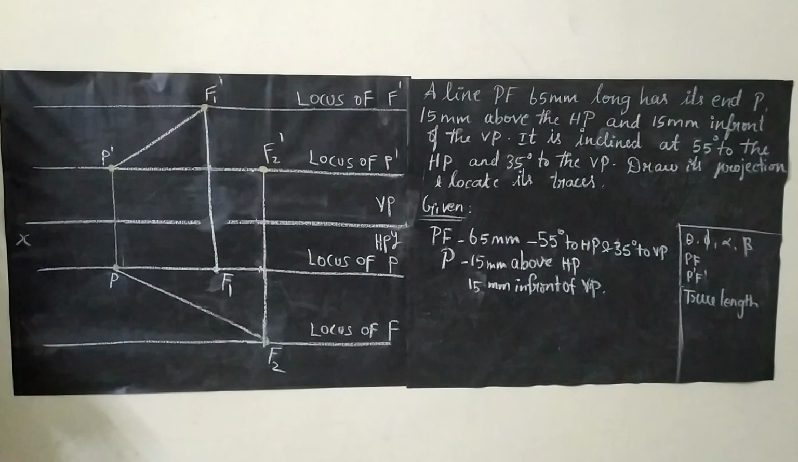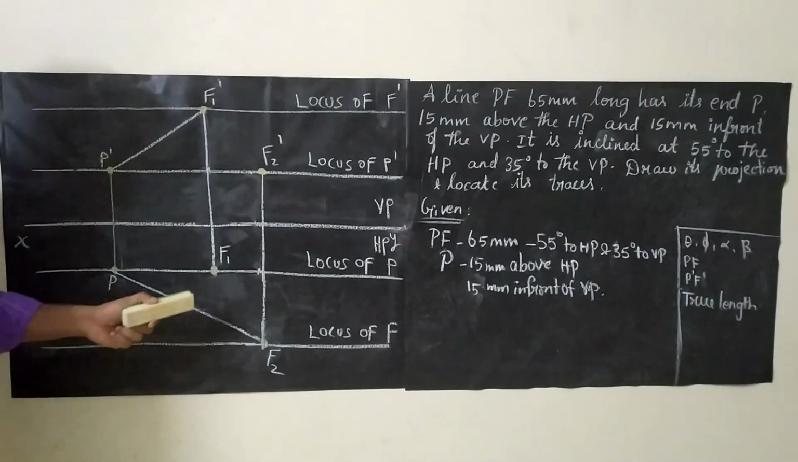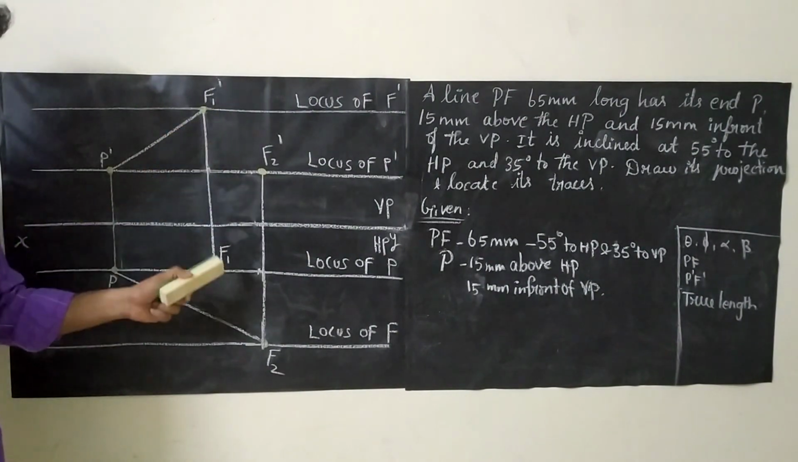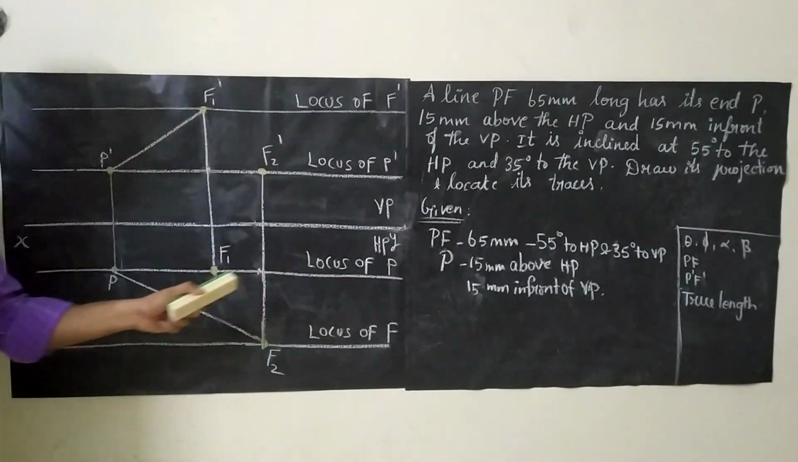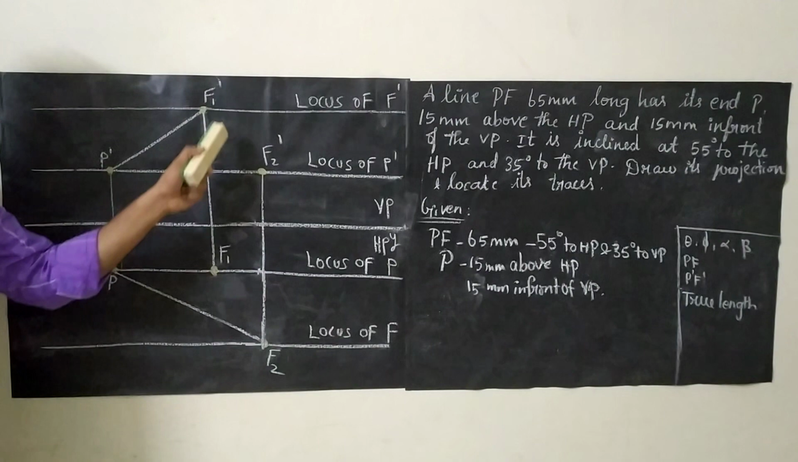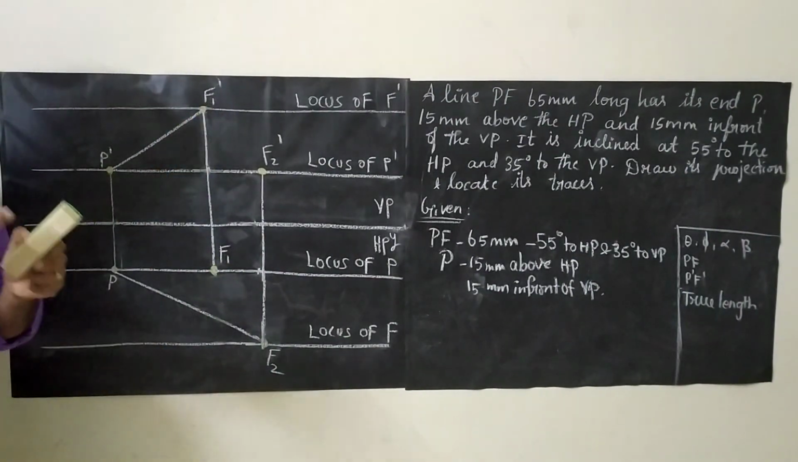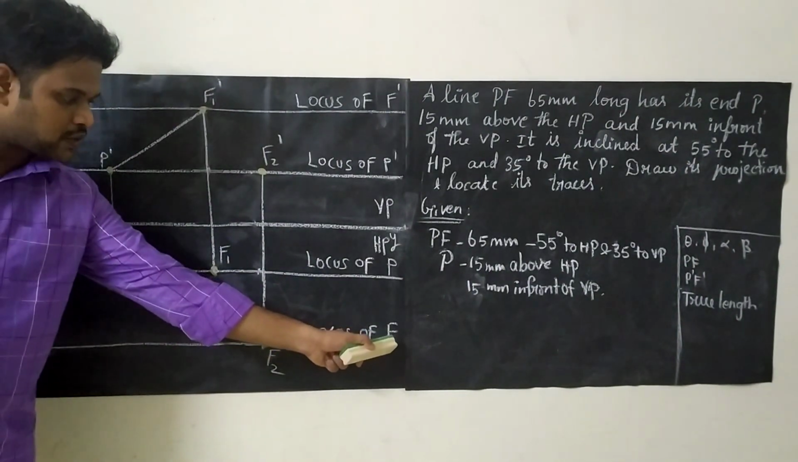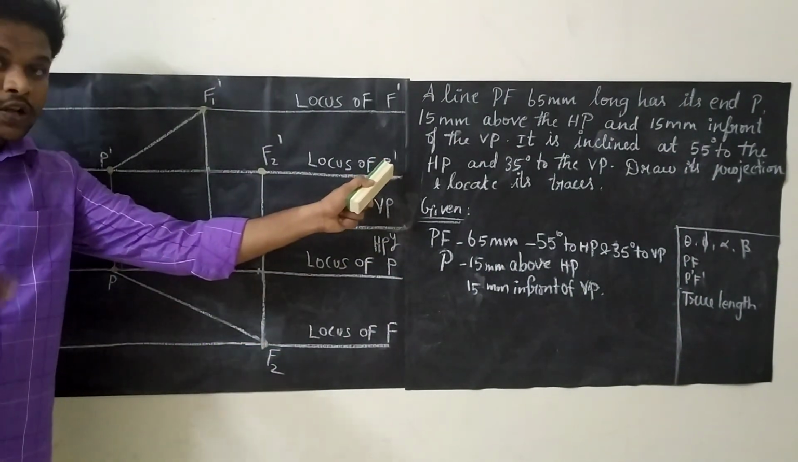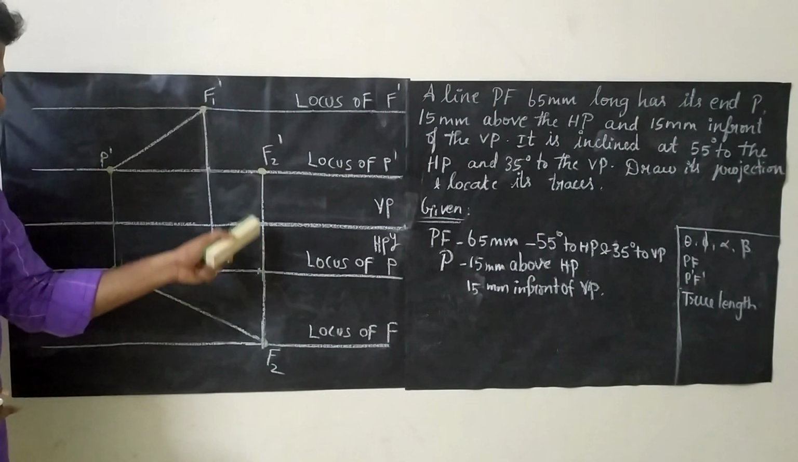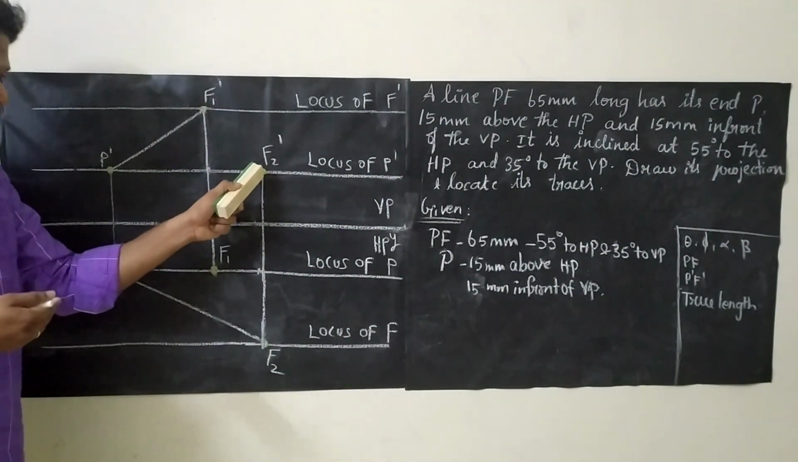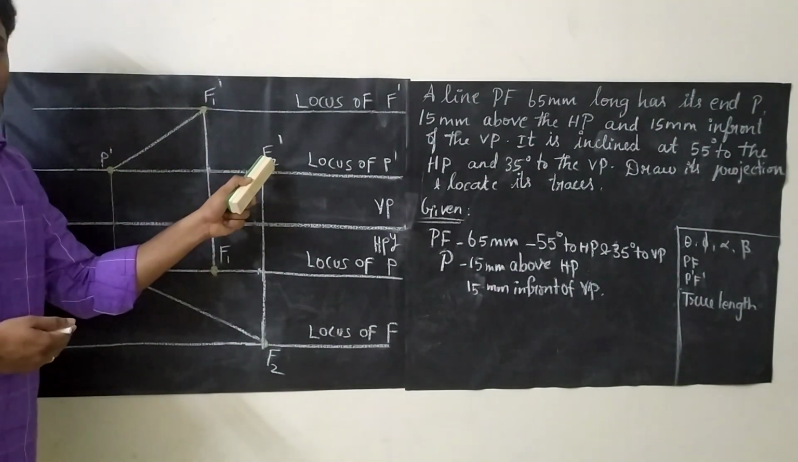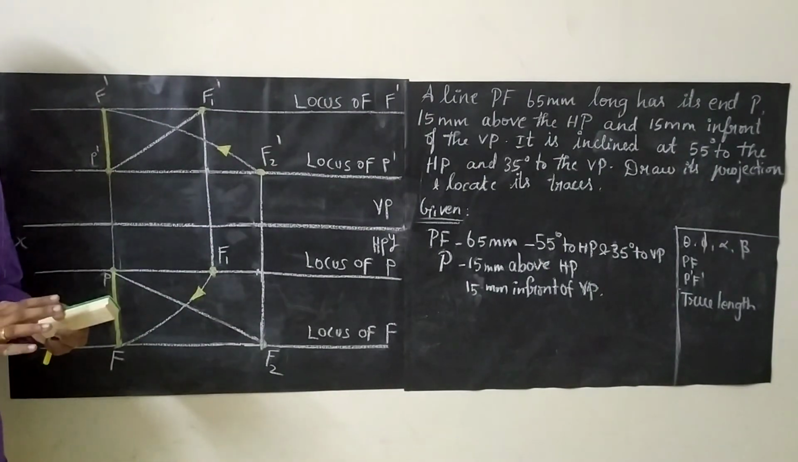We will be extending this F1 dash till the opposite locus, that is locus of P, and that point is called F1. If it's F1 dash means it's F1. Same thing, we will be extending F2 till the opposite locus. If it's locus of F means we will be extending till locus of P dash. So extend this line vertically to the opposite locus. That point is called F2 dash. Now we are going to draw the front view, top view.